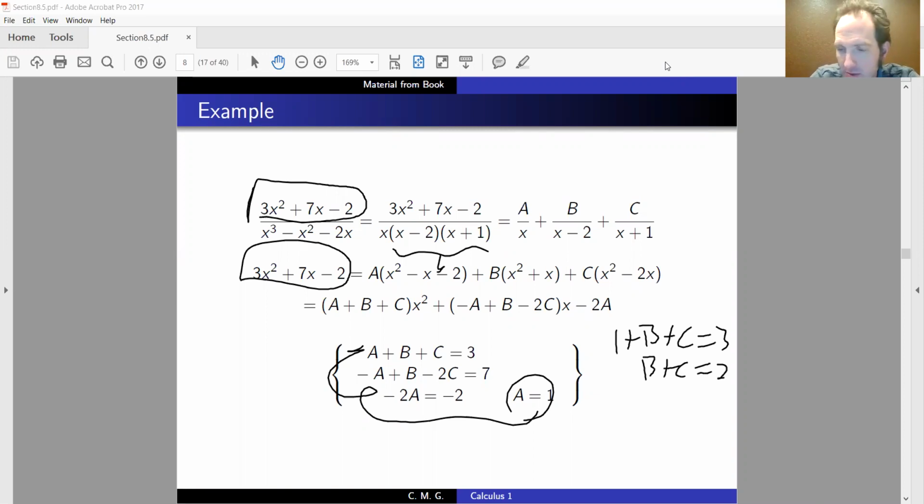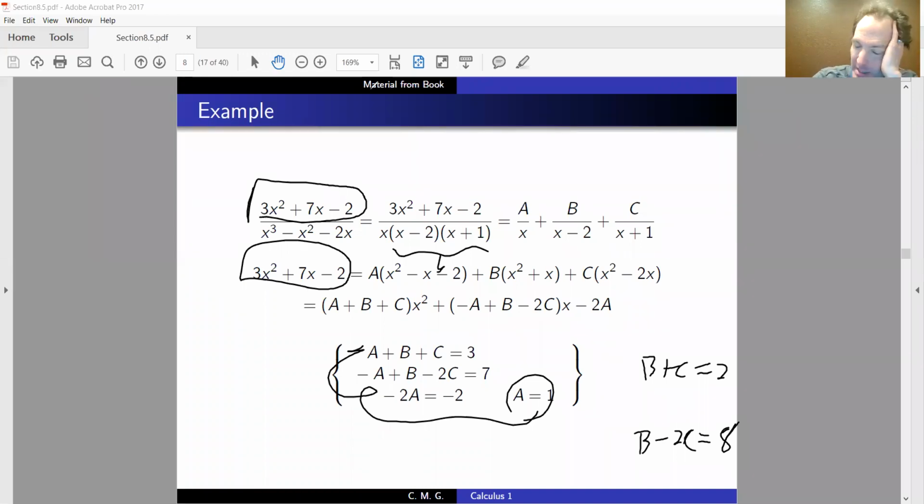So I can subtract the 1 across. The other one gives me minus 1 plus b minus 2c equals 7, or b minus 2c equals 8. That gives me my two equations now. I ignore the ones that have the minus 1 and the 1 in them, and what I'm left with is these two.